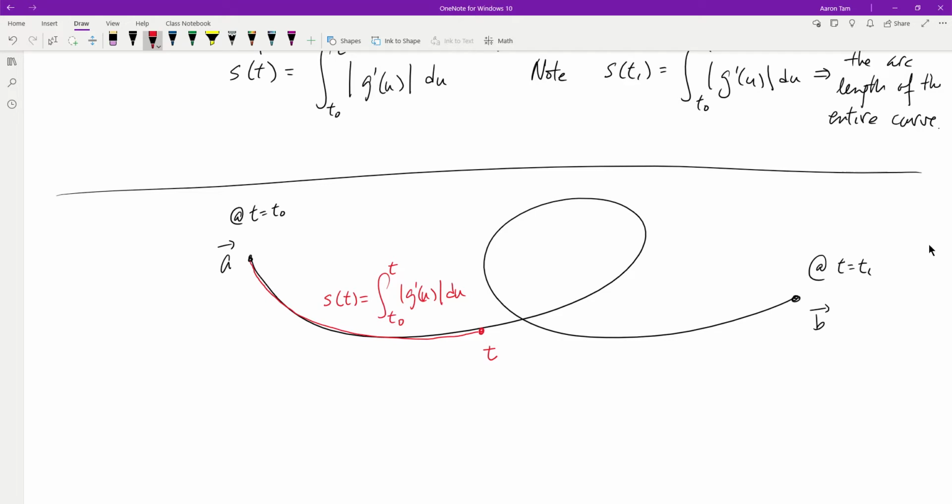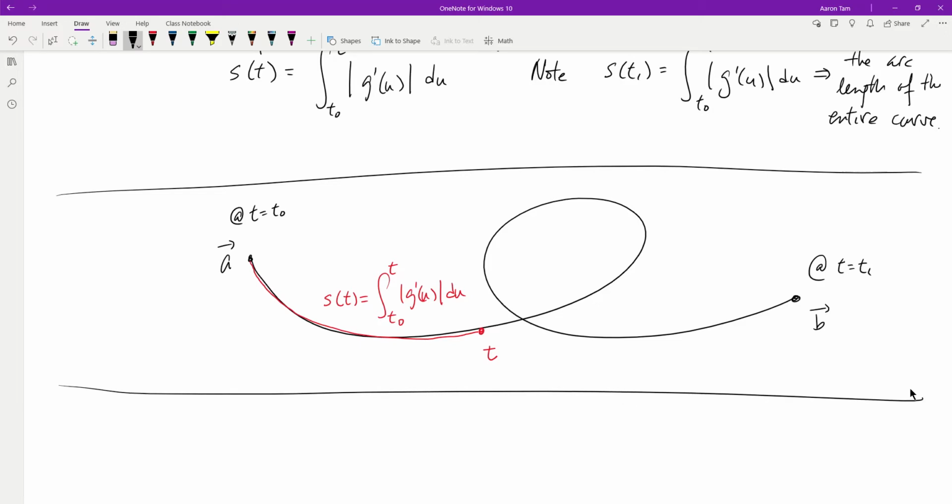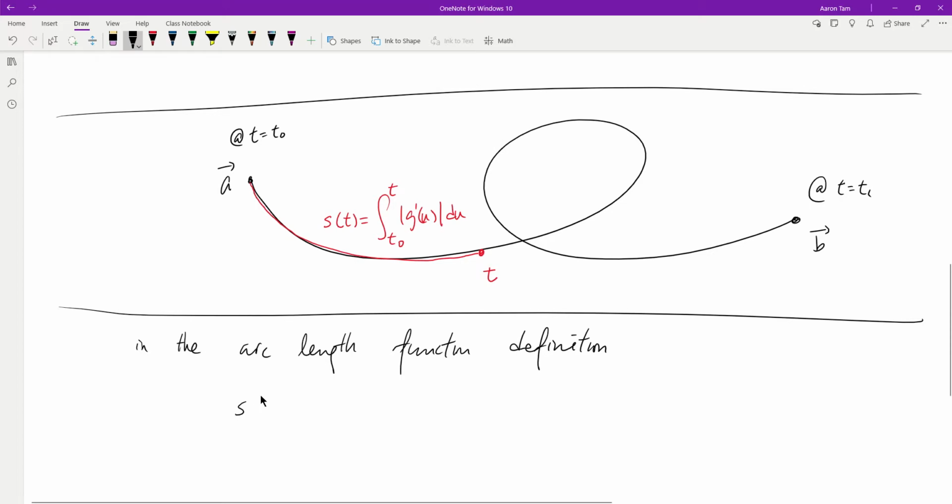Now, what are we going to use this for? Well, one thing we can use is to use this concept to actually deal with things that form along a curve. But before I do that, I do also want to point out something important. In the arc length function formula definition, we have this expression.